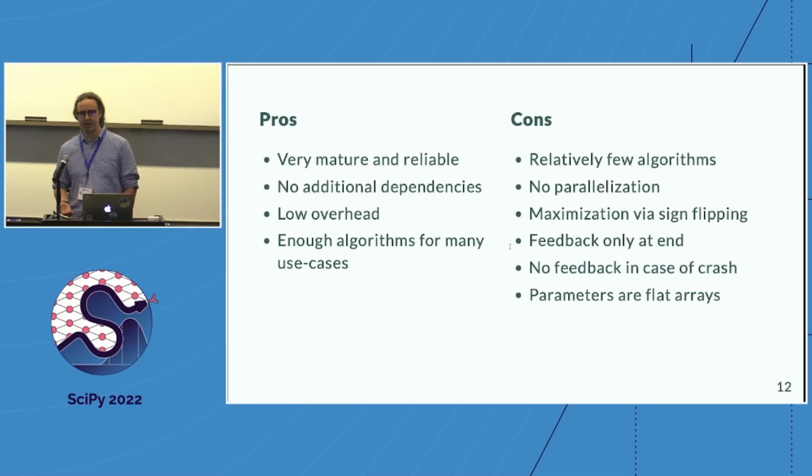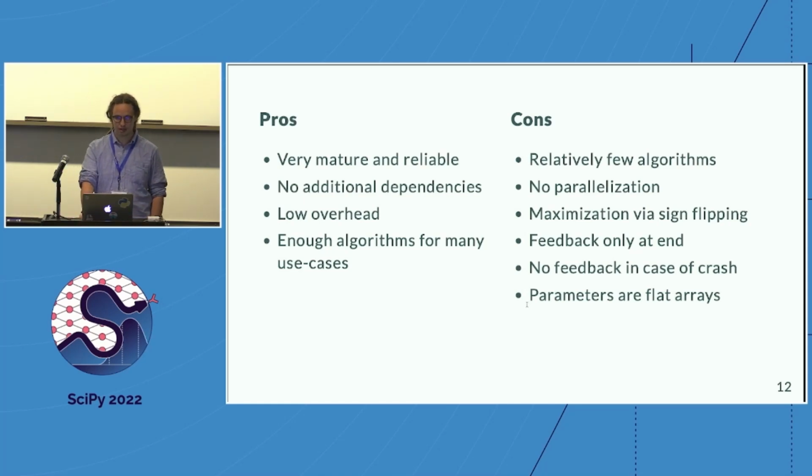You get feedback only at the very end of the optimization. Now, in your example it took maybe half a second or probably less, but some optimizations run for hours or days, and then it would be nice to have feedback earlier. And if it crashes, you actually don't get any feedback. And finally, as you saw in the example, having parameters as a flat array might be a bit limiting for some cases.